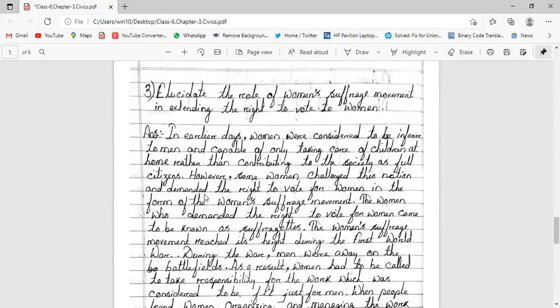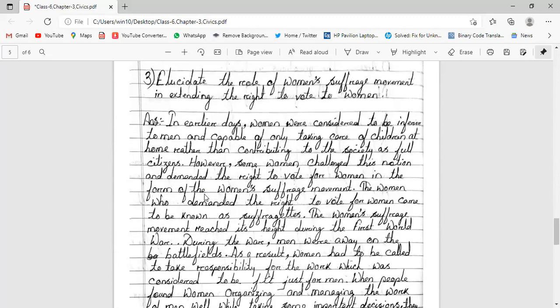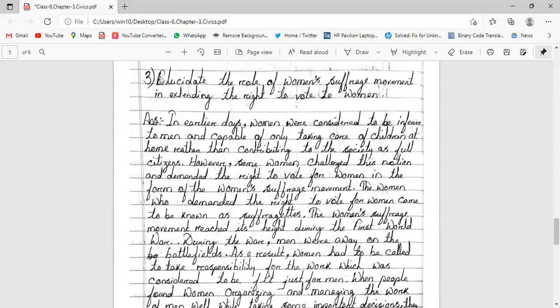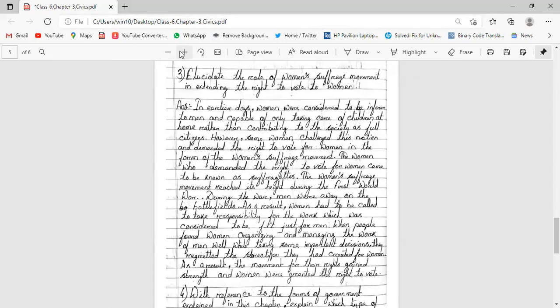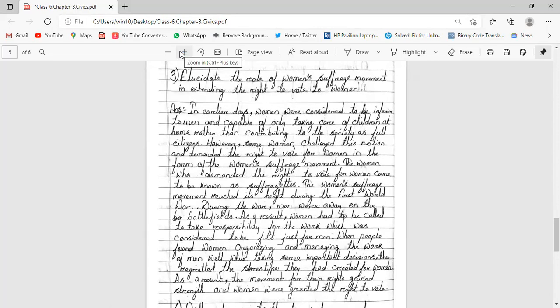Elucidate the role of the women's suffrage movement in extending the right to vote to women. Okay, you see this answer is a little bit long, students. Okay, let me check it. Now you can see here that in earlier days women were considered to be inferior to men and capable of only taking care of children at home rather than contributing to the society as full citizens.